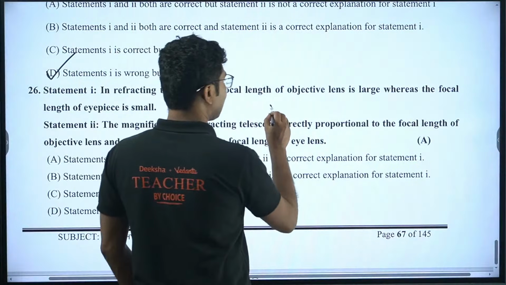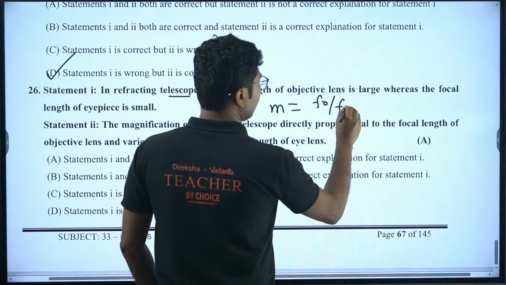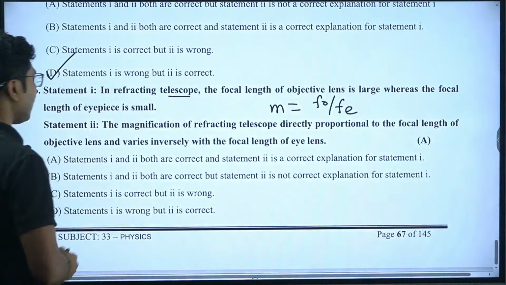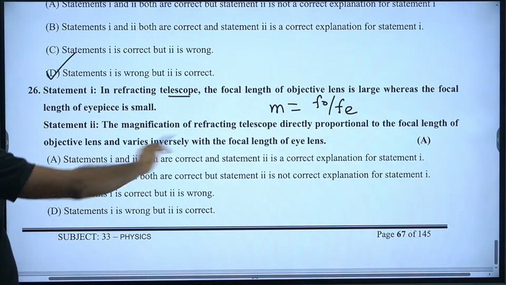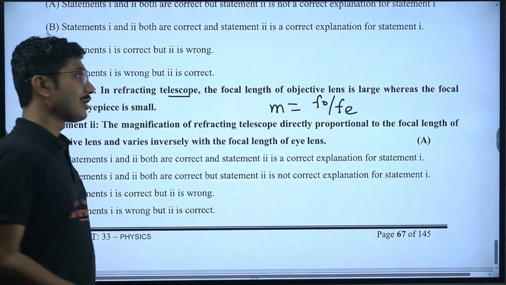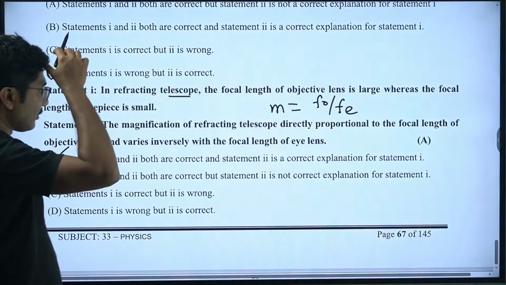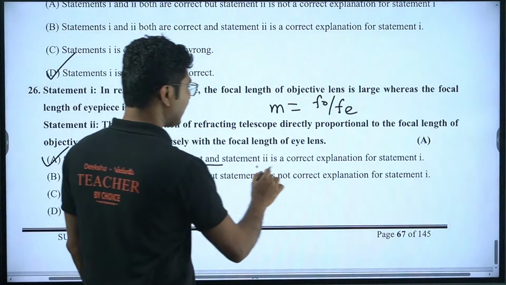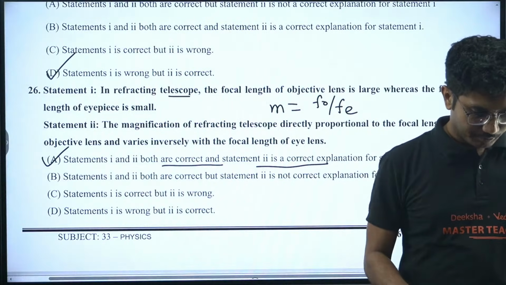So in this case, magnification is given by FO by FE. Definitely this is the correct statement, and because of this we can say that magnification is directly proportional to FO and inversely proportional to FE. So definitely in this particular case both are correct and the statement is the correct explanation. So definitely this is the correct answer.